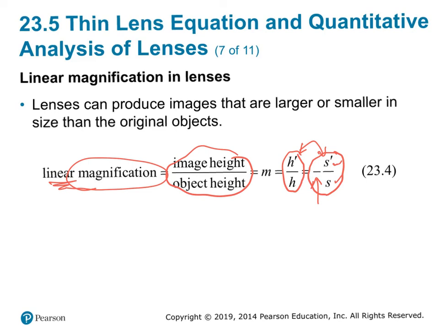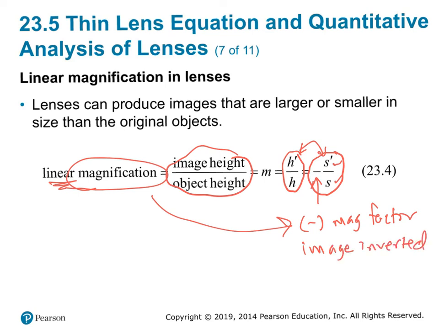Well, what does it mean to have a negative magnification? A negative magnification factor means that the image is inverted. So real images are always inverted if you have only a single lens. My image is going to be inverted, and I'm going to have a negative number in this magnification equation right here.